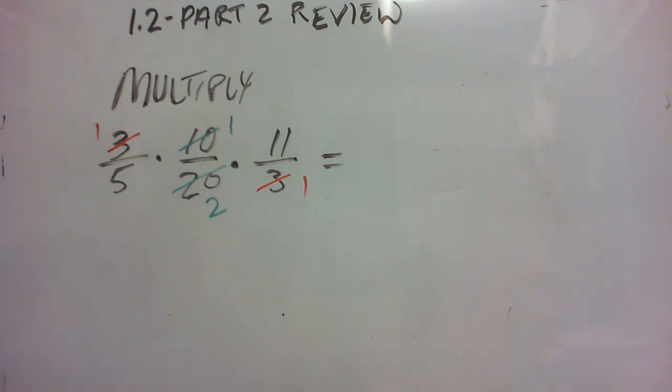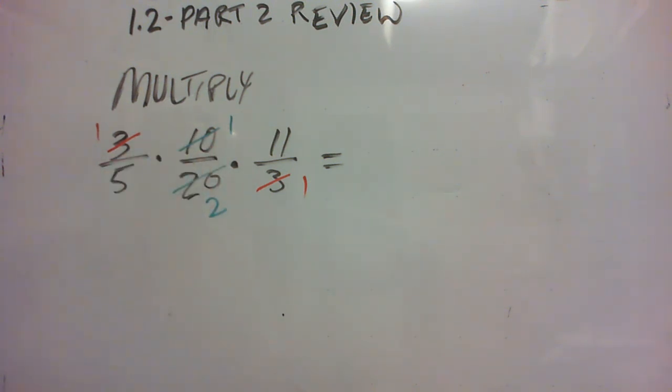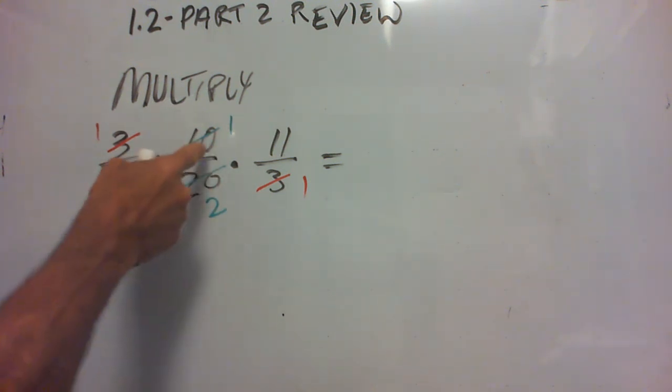And in this problem, there's really only one way to cancel. Well, actually there's two. You could cancel the 5 and the 10. So there are a couple different ways you can cancel. This is the way I did it.